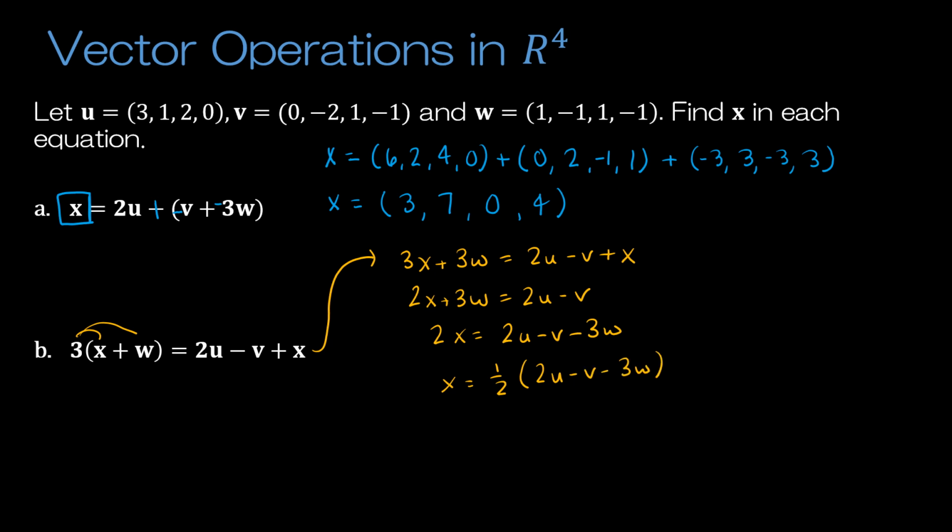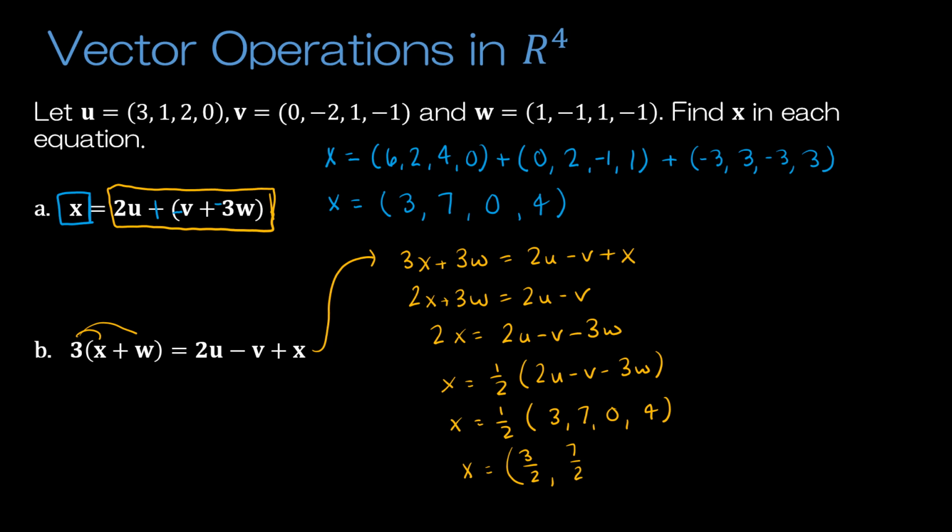Now here is where I would typically start plugging in values, but if you'll notice, I already found 2u minus v minus 3w. And so 2u minus v minus 3w, I already know is 3704. So my solution here is half of that. So 3/2, 7/2, 0, 2.